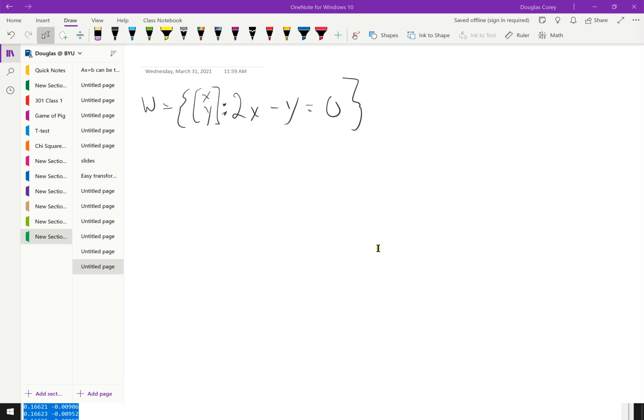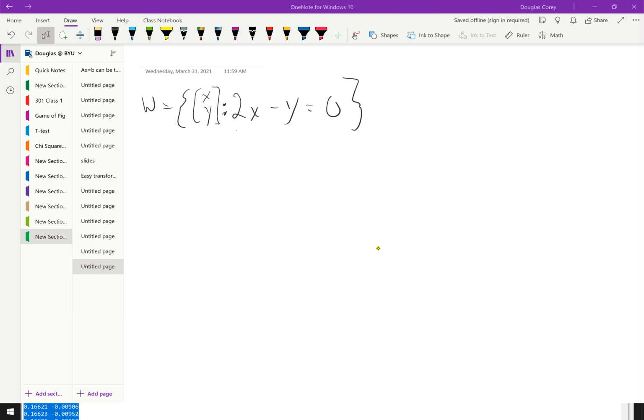So number 1 says find the orthogonal complement of this set, this subspace. The orthogonal complement is all of the vectors that are perpendicular to any of the vectors in the subspace. There are two different ways we can think about this.